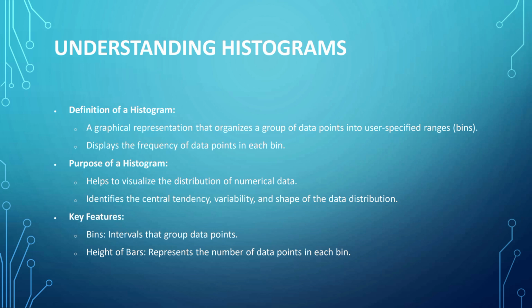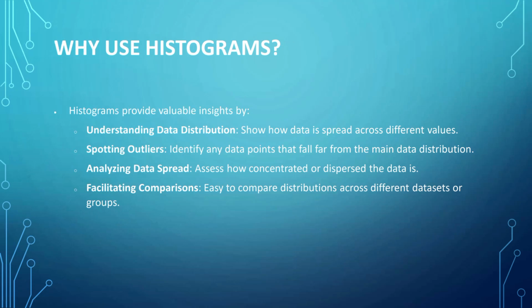Some key features of a histogram include bins, which are the intervals that group the data points, and the height of the bars, which represents the number of data points in each bin. With this understanding, let's move on to how we can create histograms using Seaborn in Python.